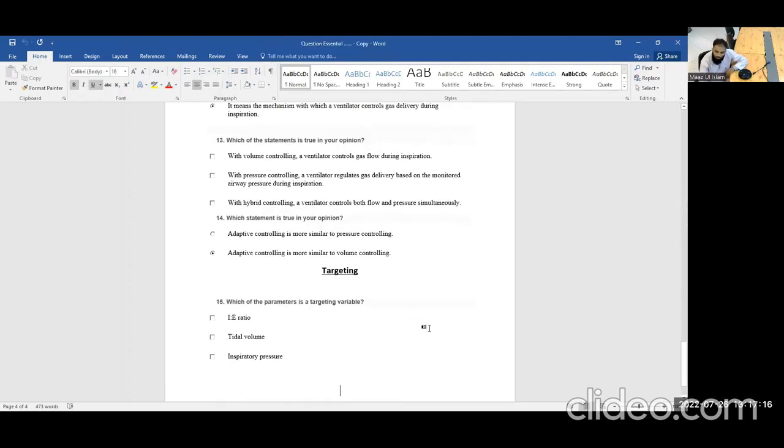Then the last question. Which of the parameters is a targeting variable? Number 1, IE ratio. Number 2, tidal volume. And then number 3, inspiratory pressure. So the answer is number 2 and number 3, tidal volume and inspiratory pressure. Two answers are correct.